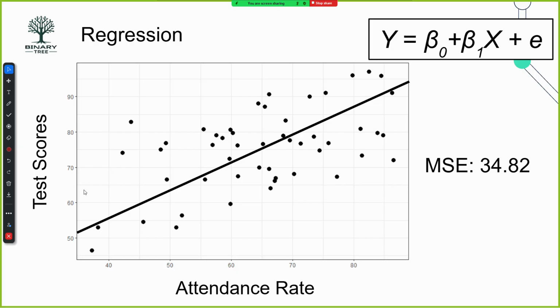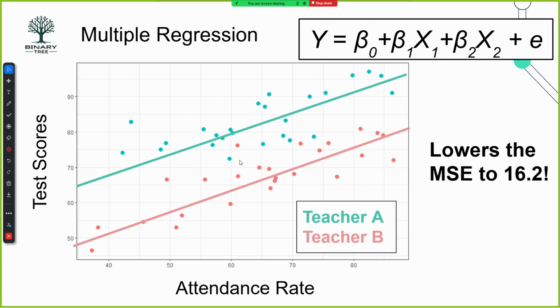We already did a simple regression on just attendance rate and test scores. Okay, we've got that. Now what we can introduce is the multiple regression using teachers. So what we've done here is we've introduced a new line. We've added a teacher as a second predictor, and we now have a different model that says, okay, maybe based on teacher A versus teacher B, they have different test scores. And in this case, yes, it is different.